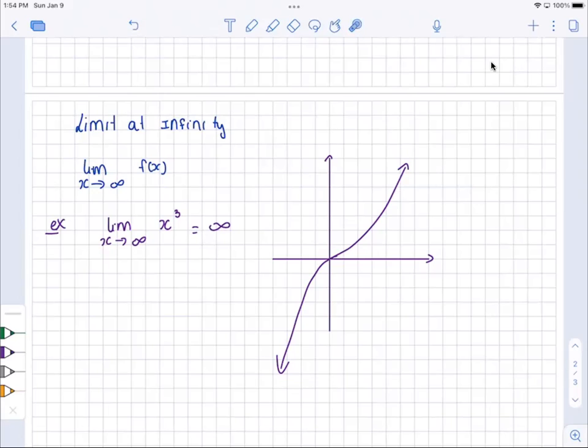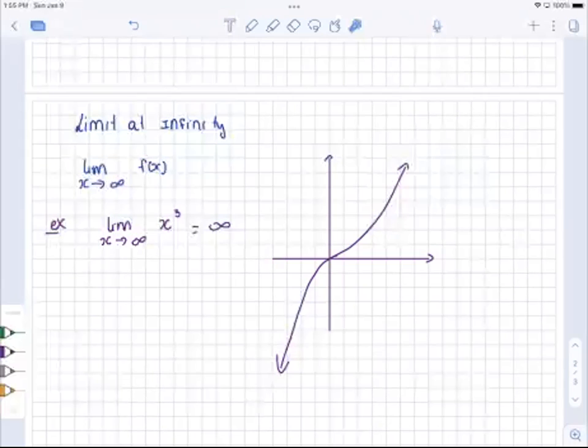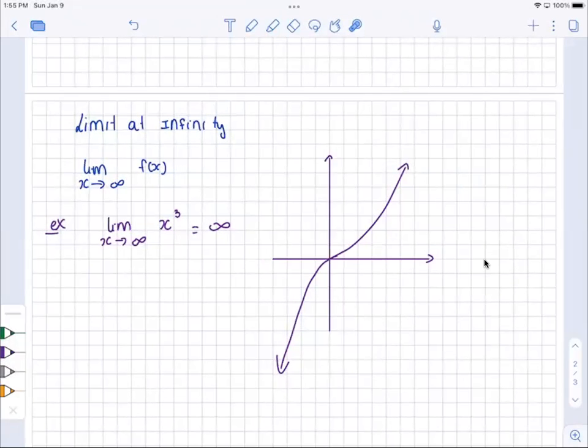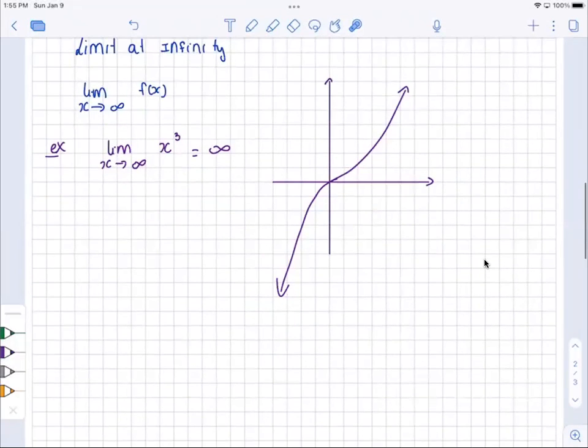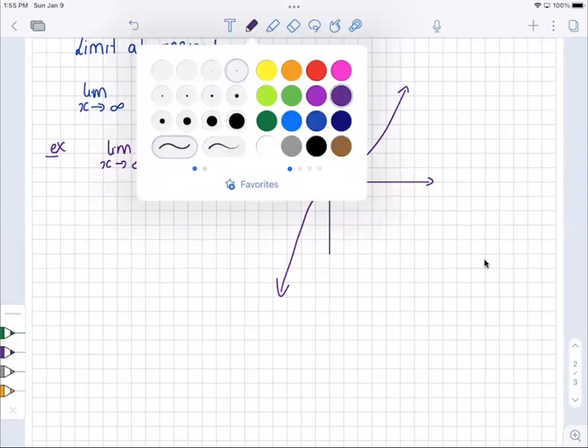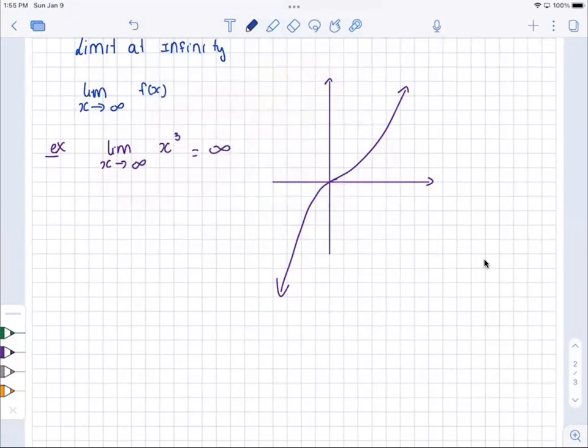If you want to double check yourself, you can put in a really large number for x. Let's say 1,000. Then 1,000 cubed is going to be a very large number. So that's easy when you have a power function. How about when you have a rational function? Let's look at what happens if we want to take a limit of a rational function.